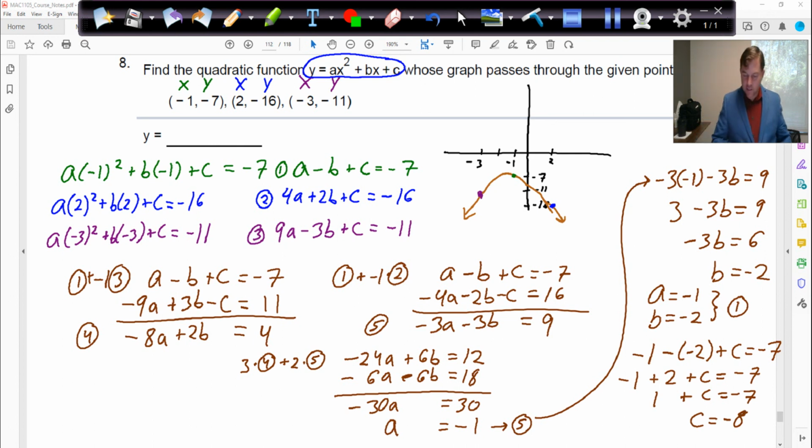So the last thing to do is to put these numbers in for the letters of the original equation. The original equation was a, which is minus 1, times x squared, plus b, which is minus 2, times x, plus c, which is minus 8. So if you were to plot that parabola, that quadratic equation, you would get a parabola that has those specific 3 points on it. And we have solved the problem. And that concludes section 5.2.